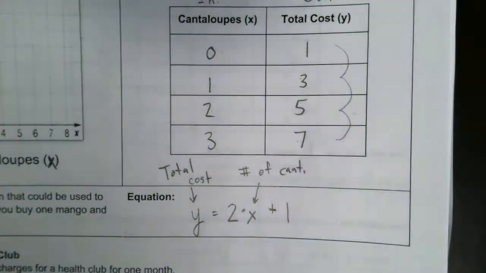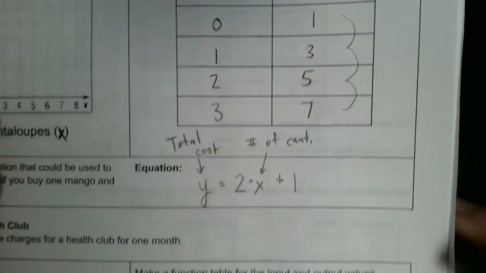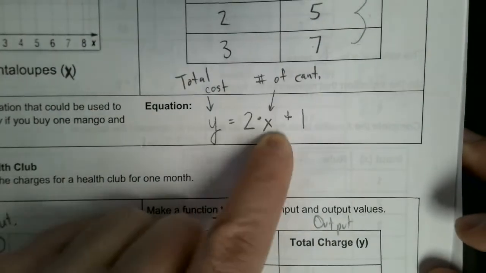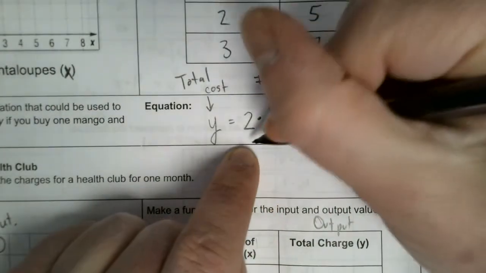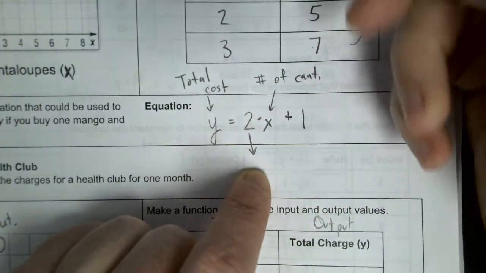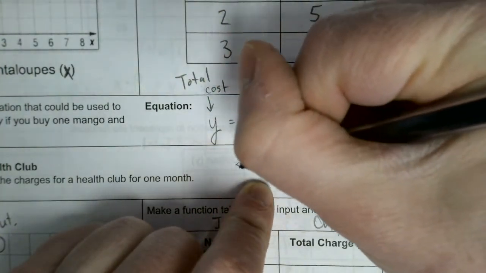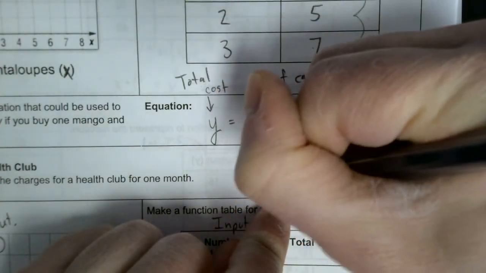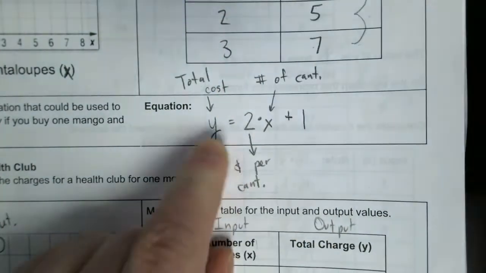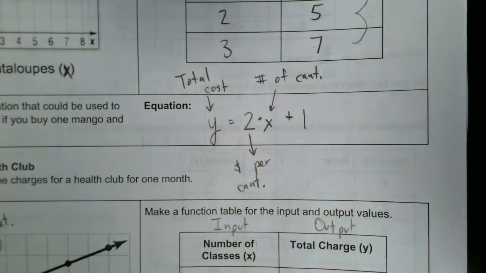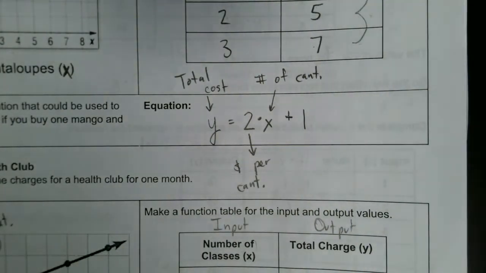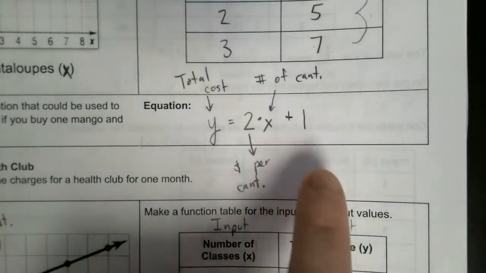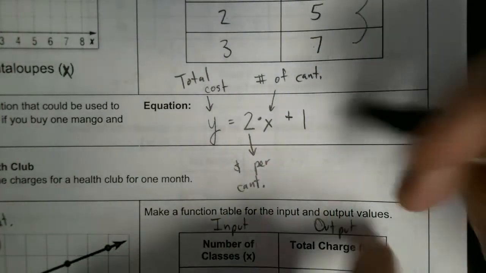So what would 2 be? So if X is the number of cantaloupes, 2 would probably be how much a cantaloupe costs, or cost per cantaloupe. So the total cost will change depending on how many cantaloupes you buy. You'd multiply the number of cantaloupes you get by 2 because apparently that's how much they cost. It's a good deal on a cantaloupe, I think.